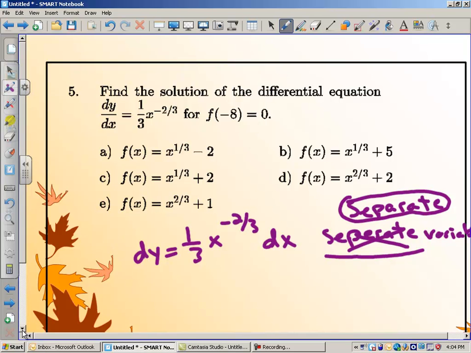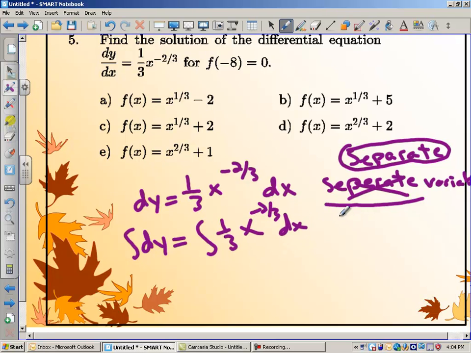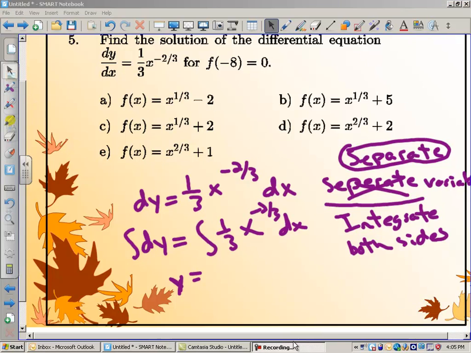All right, so you're going to separate variables. The next thing we're going to do is integrate both sides. And the way we do that is we put a little integral symbol here. We are integrating both sides. Now, the integral of dy is y. What did you take the derivative of to get dy? Well, y. Now over here, I'm going to add 1 to the exponent and divide by that. But this 1/3 can just sit there, just like with derivatives.